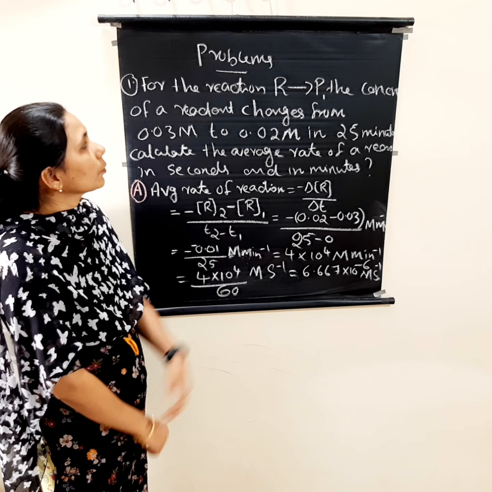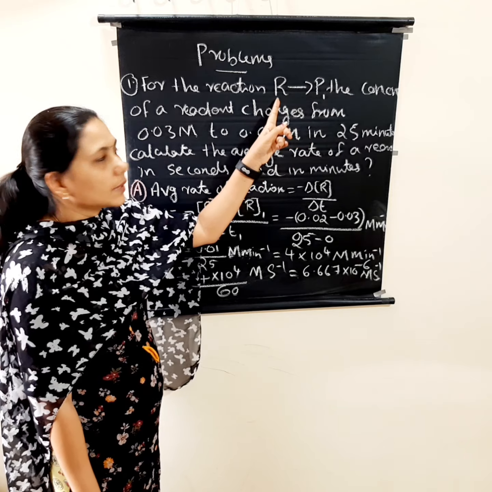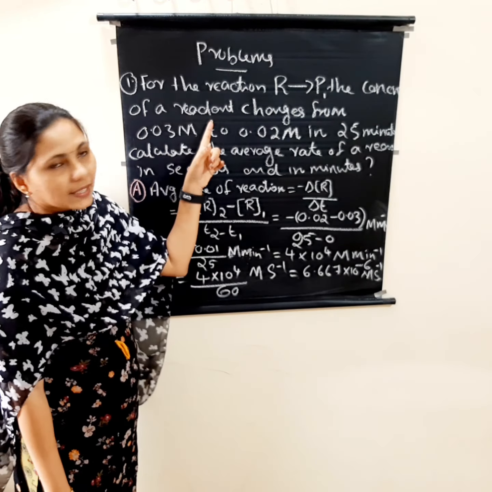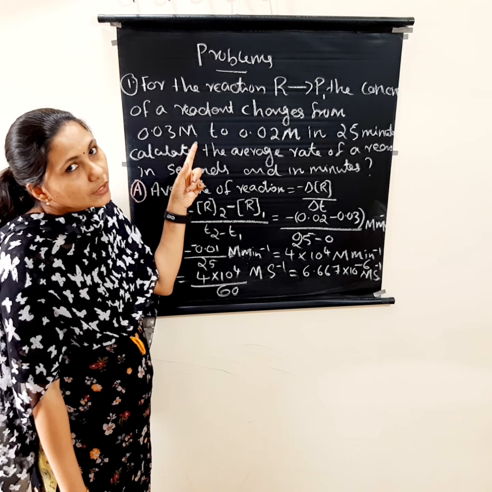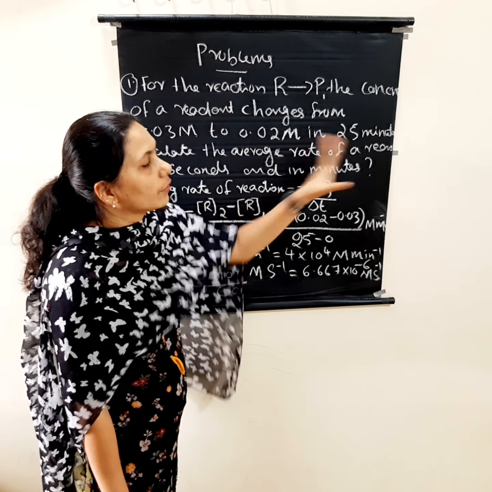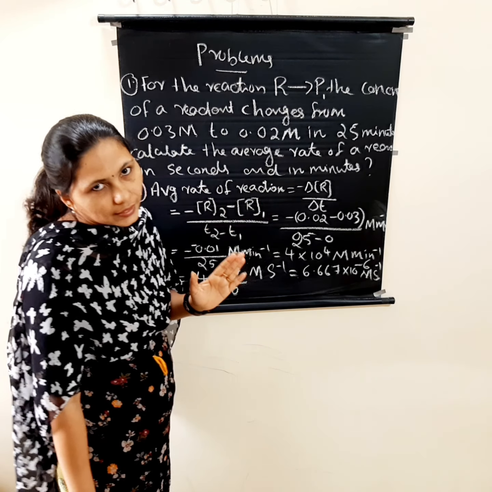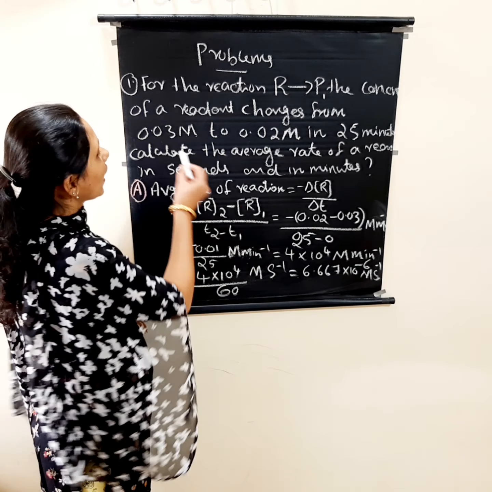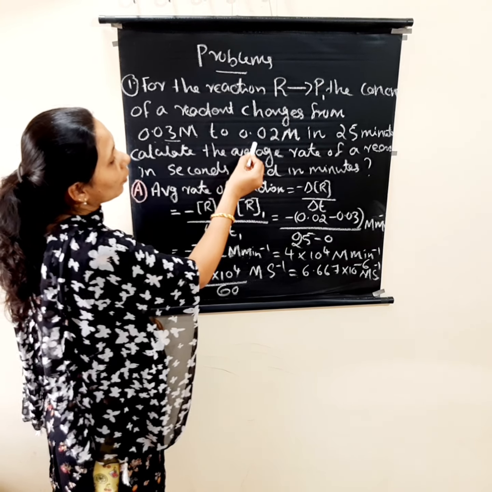Okay. So the first problem is: for the reaction R gives product. R means what? A reactant. P is the product. The concentration of a reactant changes from 0.03 molar, M means what? Molarity, to 0.02 molar in 25 minutes. Calculate the average rate of the reaction. We have to calculate which one? Average rate, and they have given the concentration from 0.03 molar to 0.02 molar.